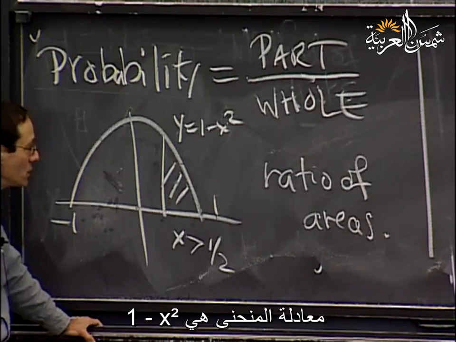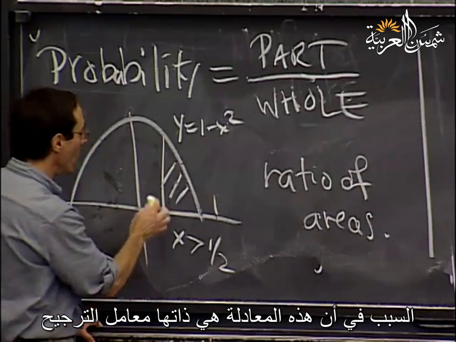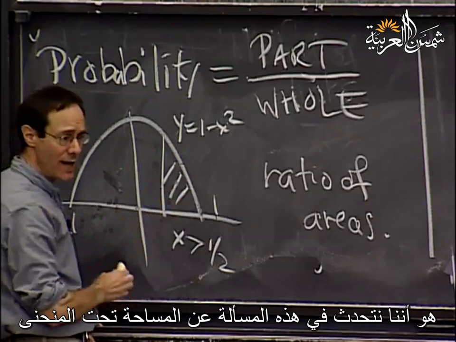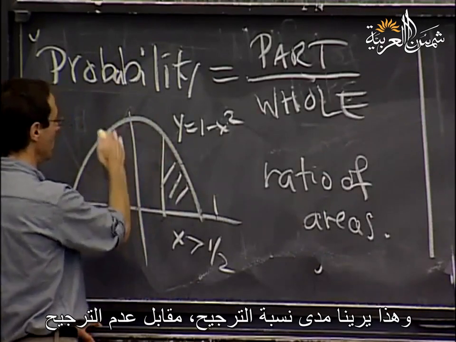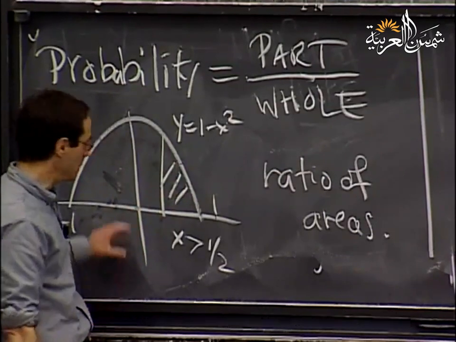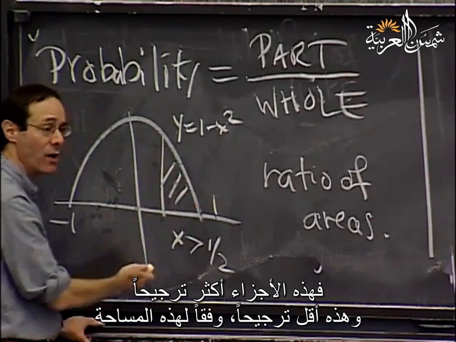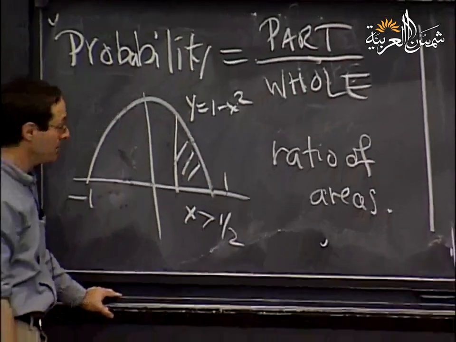The equation of the line is 1 minus x squared, right? The equation of the curve is 1 minus x squared. And that's also the weighting factor? The reason why it's the weighting factor is that the question has to do with the area under that curve. And so this is showing us how much is relatively important versus how much is not. These parts are relatively important, these parts are less important according to area, because we said that area is the way we're making the choice.